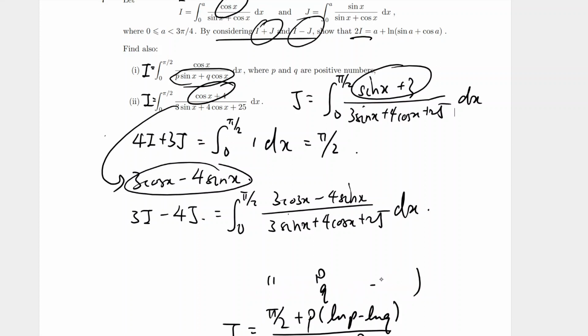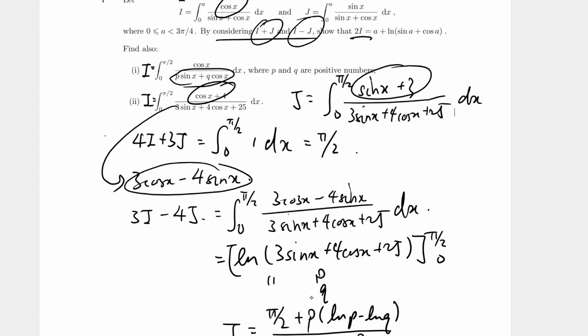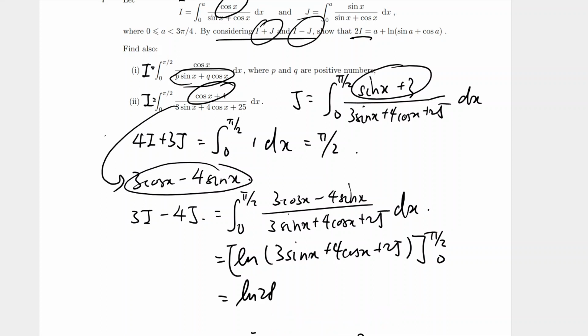So again, let me erase this. It just becomes a classic ln. So this becomes ln of 3 sine x plus 4 cosine x plus 25, and you go from pi over 2 to 0. Okay, there we go. And you evaluate. When I have pi over 2, the cosine becomes 0, so I have ln 28. And when I put 0 in there, the sine becomes 0, so it becomes minus ln 29.